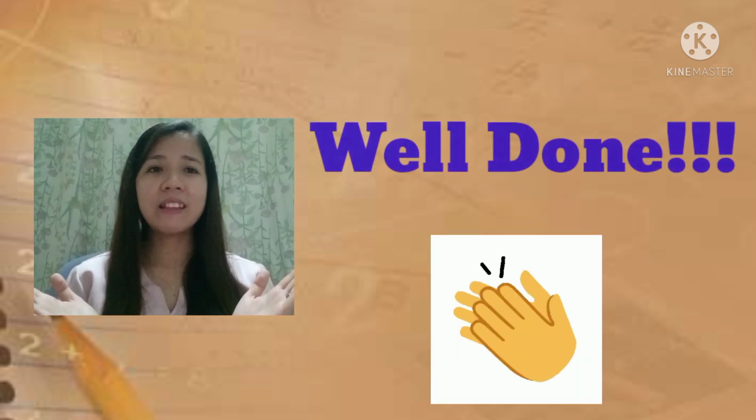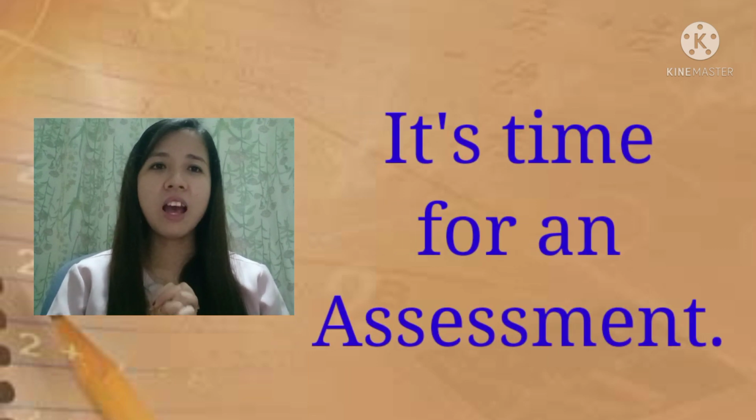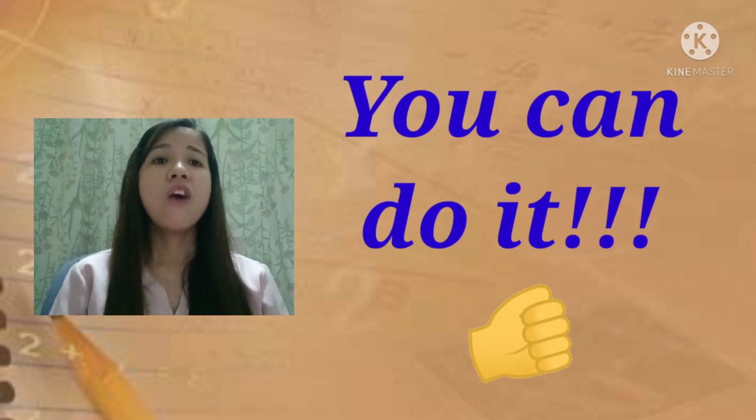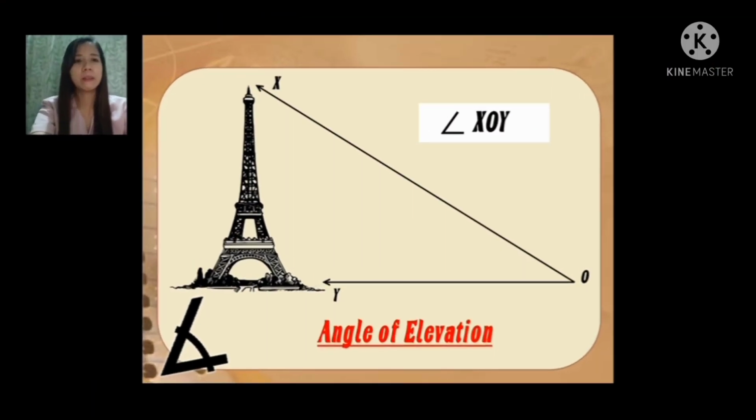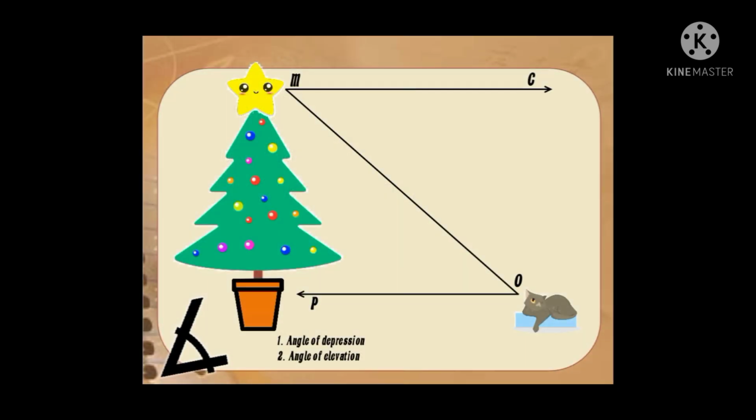Well done for making it this far. Now, let's test whether you understand it or not. I will be giving you an assessment with 4 items and 2 figures. For each figure, I will be giving you 5 seconds to answer. For the first figure, identify the angle that represents the angle of elevation and angle of depression. Number 1, angle of depression. Number 2, angle of elevation. Your time starts now.